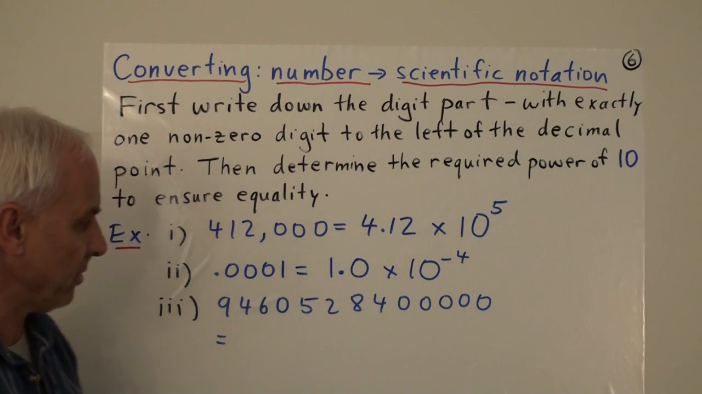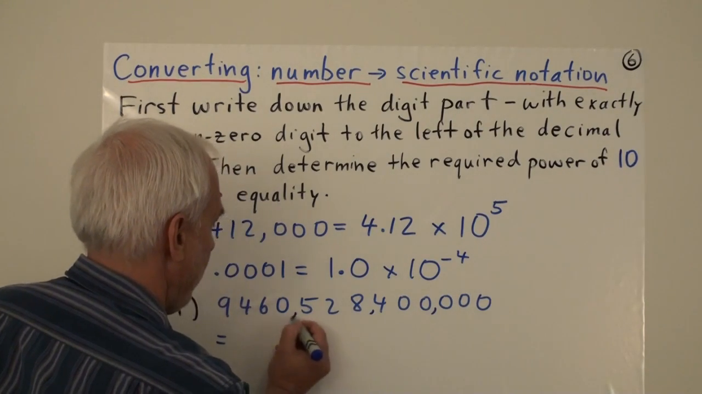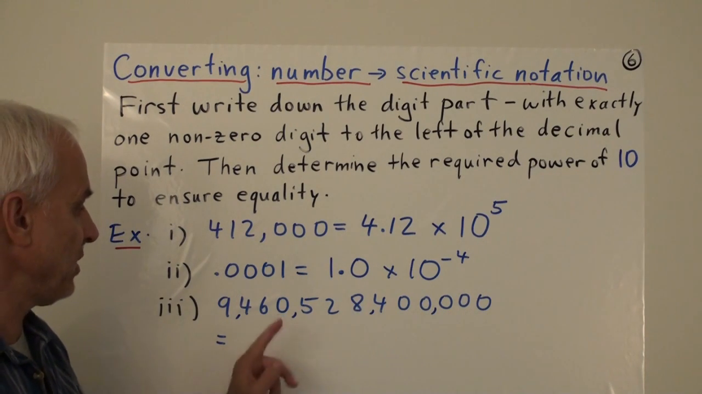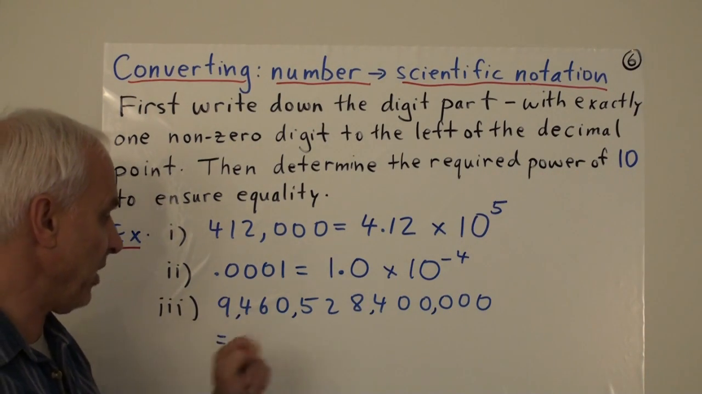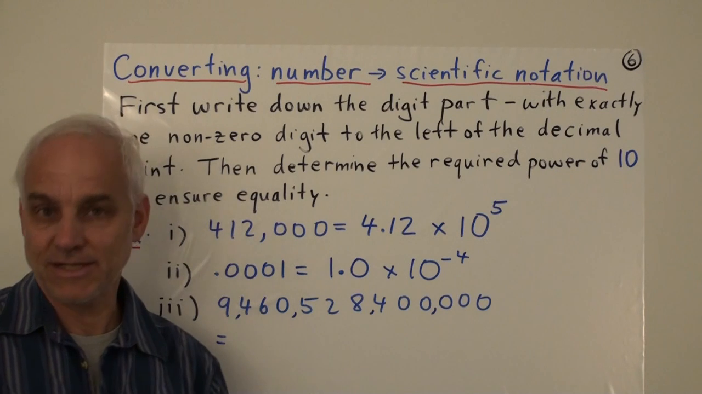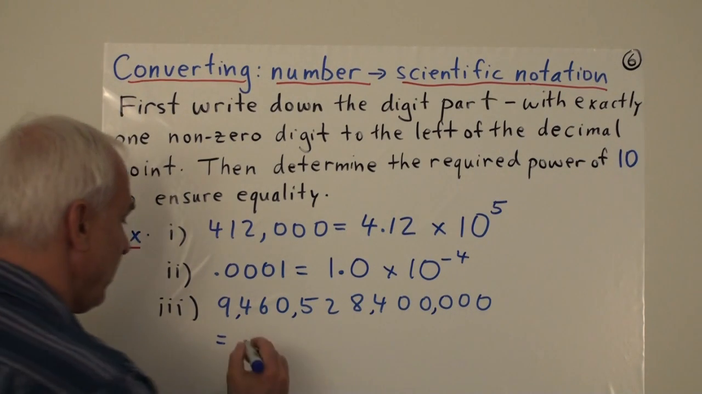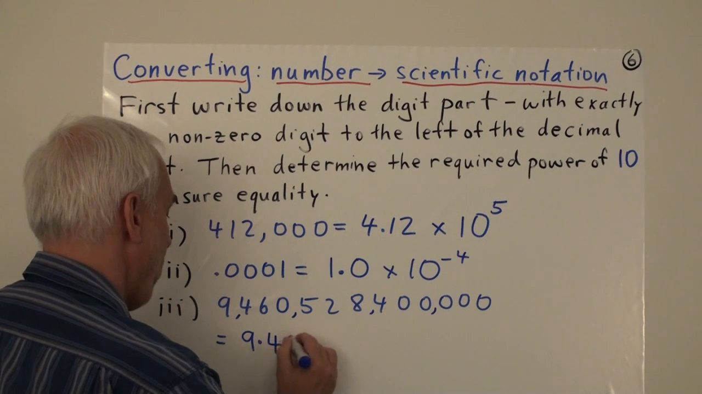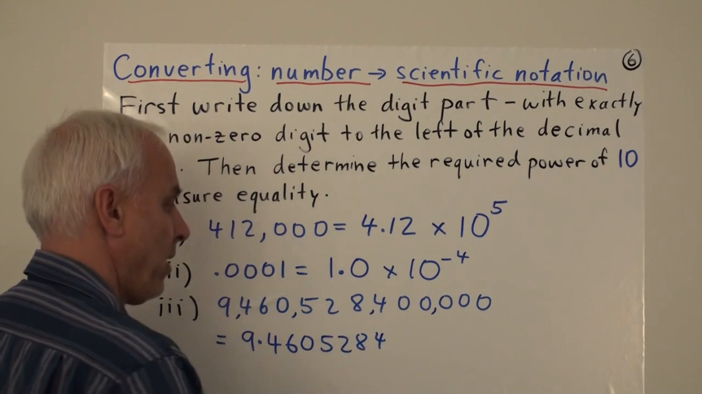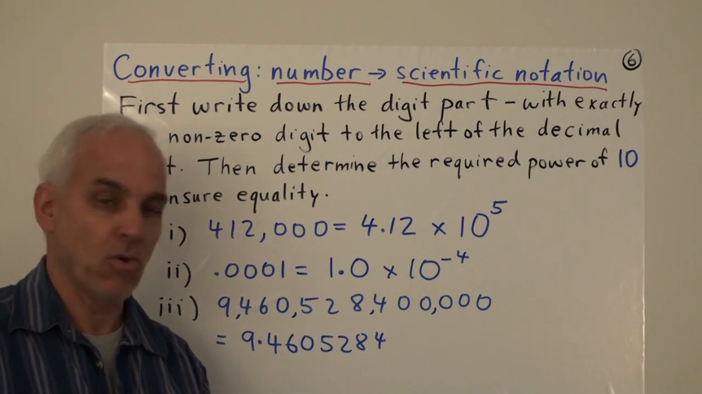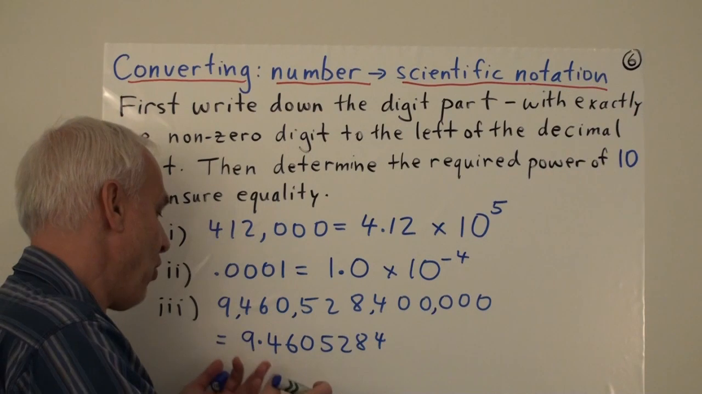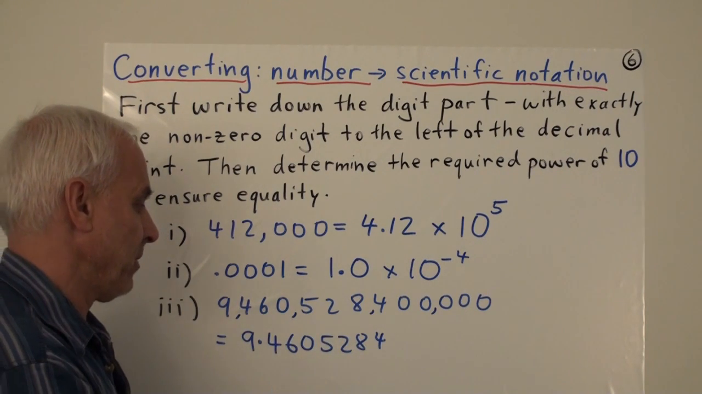And what about this very big number? If we put commas, ones, tens, hundreds, thousands, millions, billions. This is 9,460,528,400,000. How do we write that using scientific notation? We start with the digit part and write 9.4605284. And I could keep writing zeros, but I'm not going to, because zeros at the end of a decimal like this really have no effect on the size of the number.